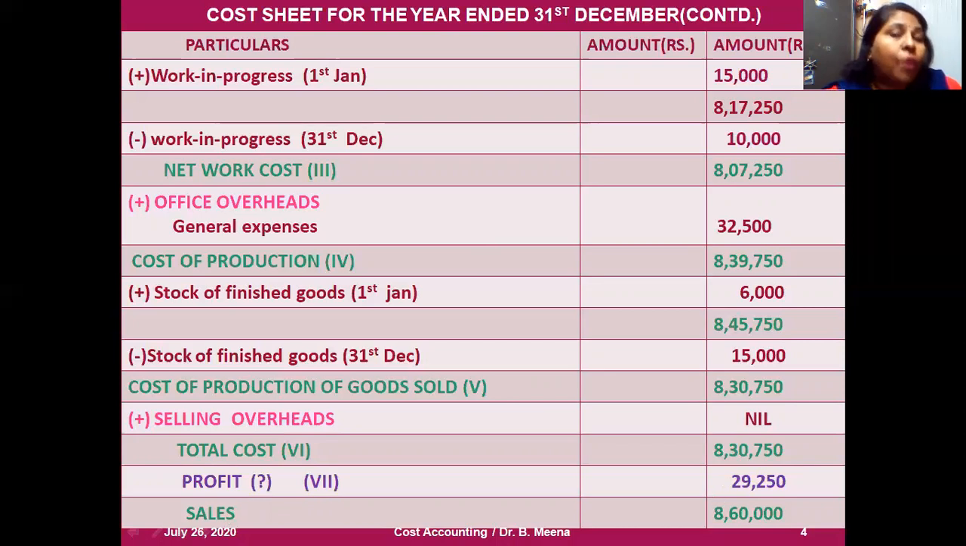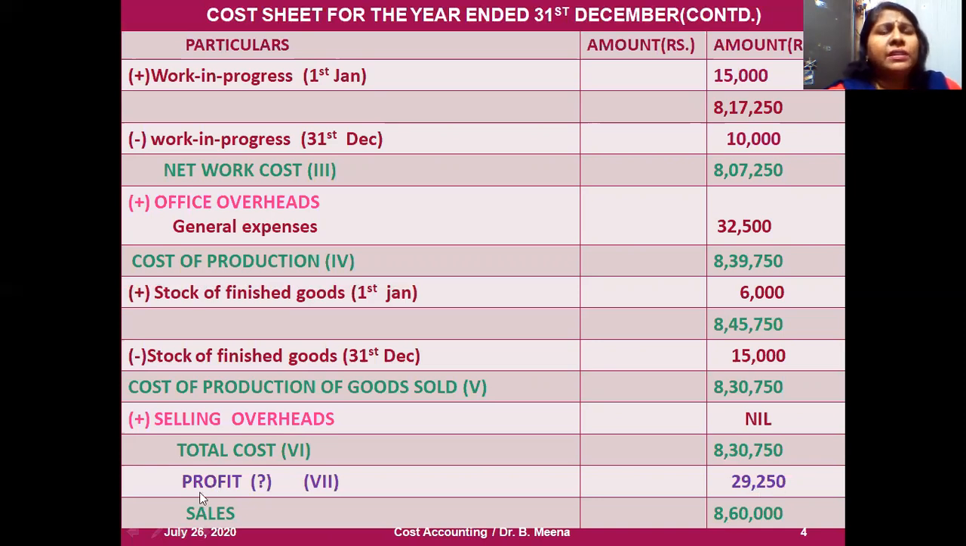When your sales is more than your cost, then only you will get the profit. When sales is lesser than your total cost, probably the answer name is loss. As per this calculation, the total cost is lesser than my sales, so the difference must be the profit. What is the difference? 29,250. How did I calculate it? Again, I'm repeating: 8,60,000 minus 8,30,750. So my profit is 29,250.